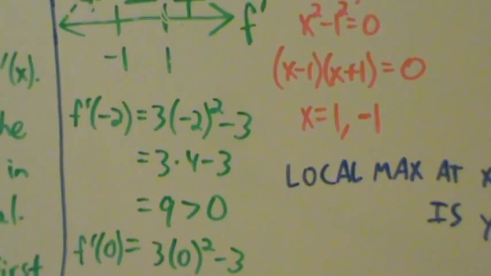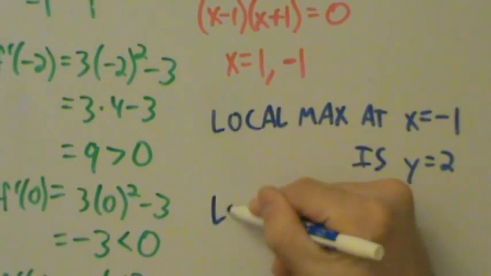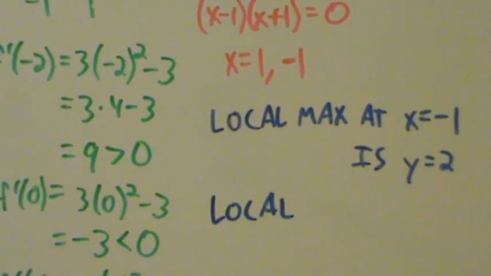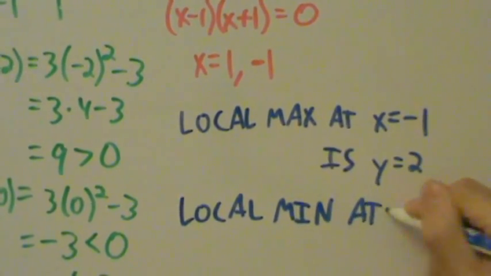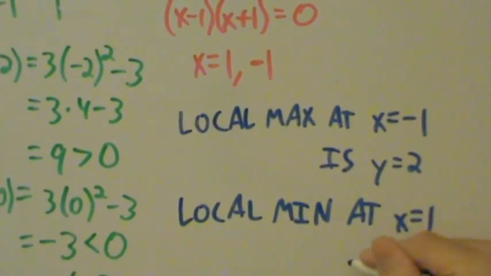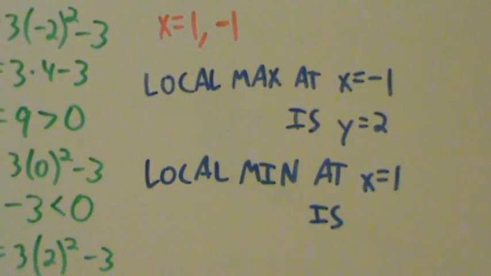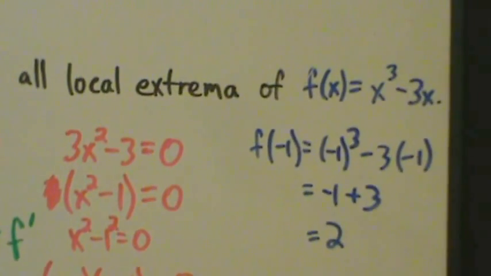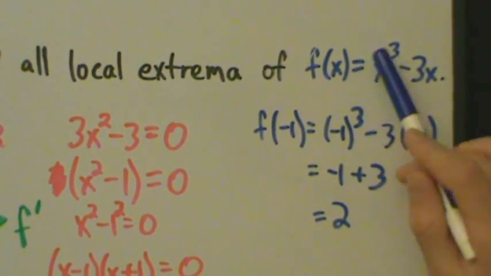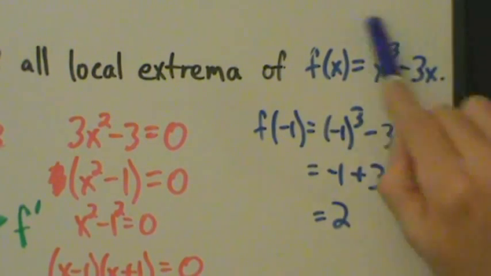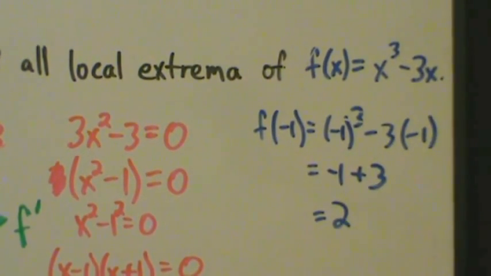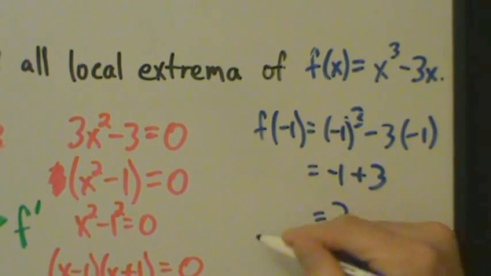Okay, local min at x equals 1. And what is it? Well, to find what the actual value is, we do the same thing we did up here. We take x equals 1 and put it back into the original function, because we're talking about mins and maxes of the original function f of x. So we take our x values and put them into here to get the corresponding y values.